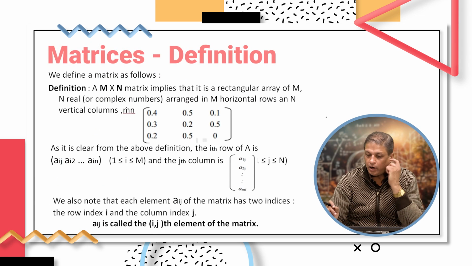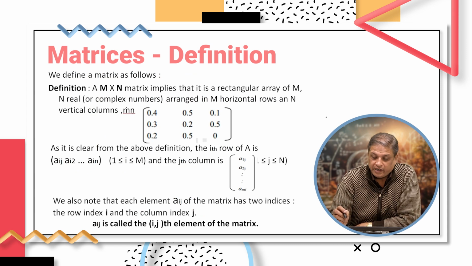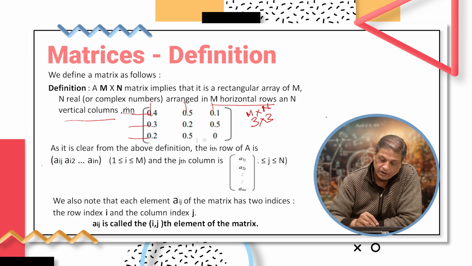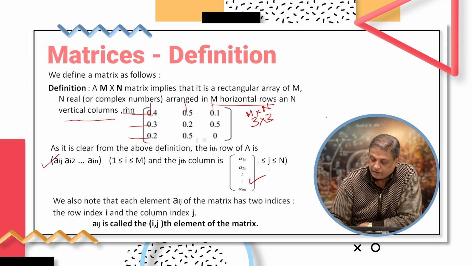Now, by definition, a matrix is nothing but an M cross N arrangement of elements, where M cross N implies a rectangular array of M and N real or complex numbers, arranged into M horizontal rows and N vertical columns. Likewise, over here, this matrix is of order 3 cross 3 because there are 3 rows and 3 columns. So, M is equal to 3 and N is also equal to 3. Many a time we can have only a row matrix or a column matrix. Here, this represents a row matrix and this represents a column matrix.